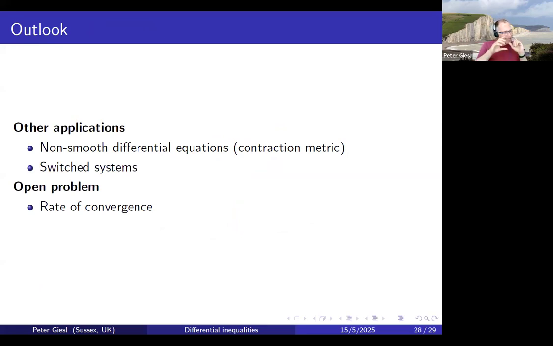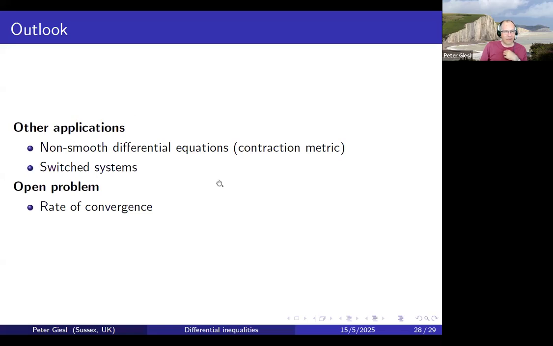Just one other thing that I want to mention. This whole framework of using meshfree collocation for differential inequalities, which we've used and hopefully motivated here for complete Lyapunov functions, you can apply to other problems as well. For example, we've done it for non-smooth differential equations and for contraction metrics. Basically anything where you want some differential operator on your function to be smaller or equal to 0, an inequality rather than an equality, that's quite useful.